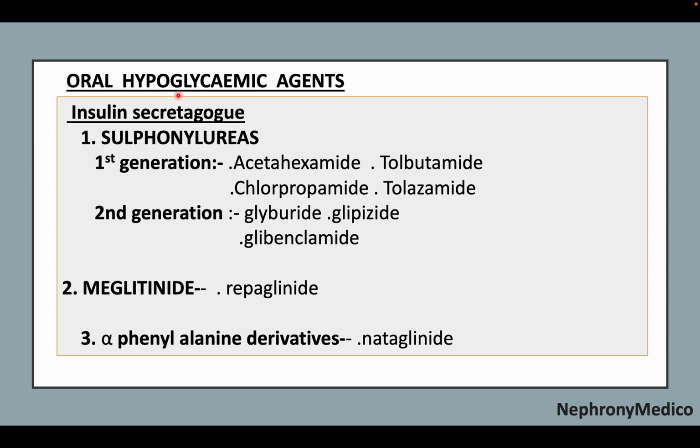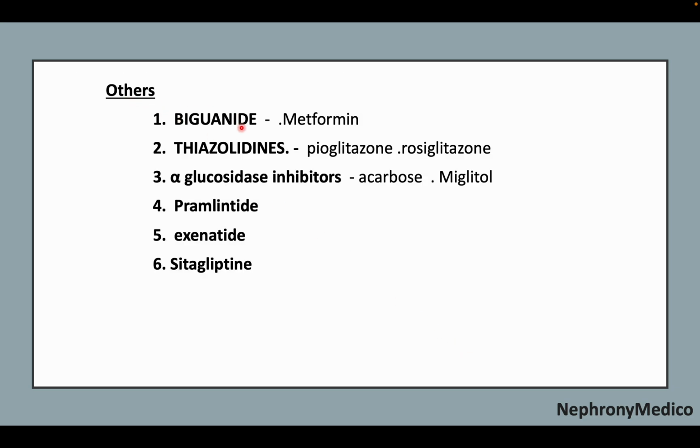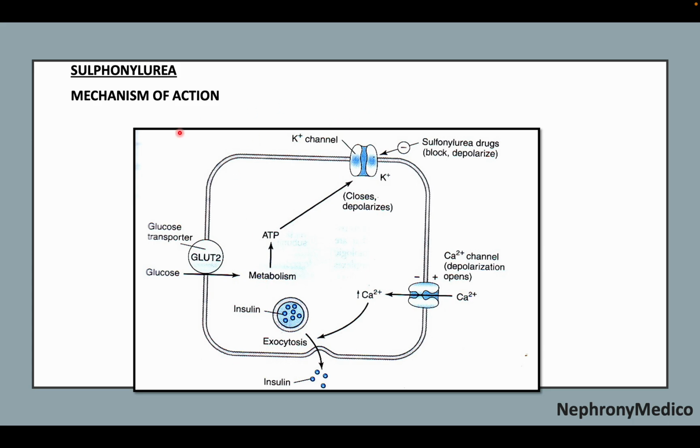Now, oral hypoglycemic agents. These include insulin secretagogues like sulfonylureas, which include acetohexamide, tolbutamide, chlorpropamide, glyburide, glibenclamide, and meglitinides like repaglinide, and D-phenylalanine derivatives like nateglinide, and others including biguanide like metformin, acarbose, exenatide, and sitagliptin. Now, this is a picture showing the mechanism of action of sulfonylurea.